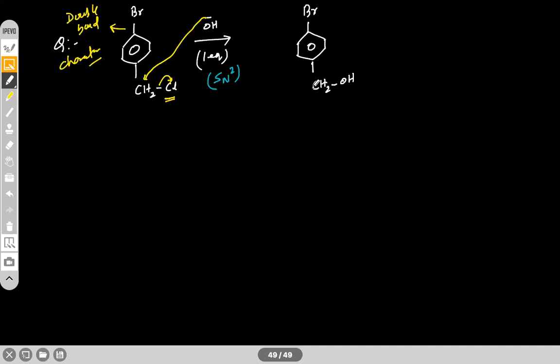SN2 reaction, again, I'm telling you, it is a single step reaction. No carbocation forms in this one. SN1 is a multi-step, two-step reaction. In the first step, carbocation forms, and in the second step, the nucleophile attacks on the most stable carbocation. So whenever a carbocation forms in any reaction, we always try to get the more stable carbocation by hydride or methyl shift.